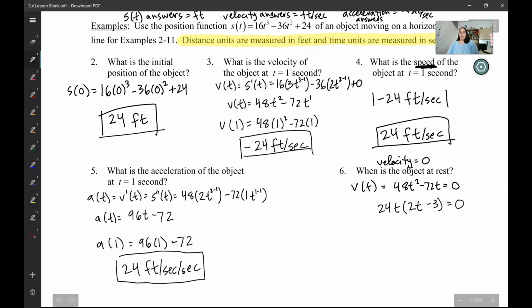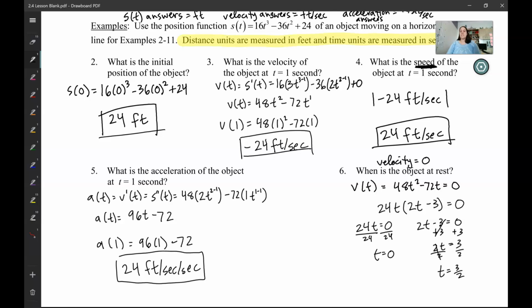Now, if you remember back from Secondary Math 2, we're going to take each of those, set them equal to 0, and solve. So I have t equals 0, and divide by 2, t equals 3 halves. Now, these answers are time. We solved for t. So that means these answers will be in seconds.